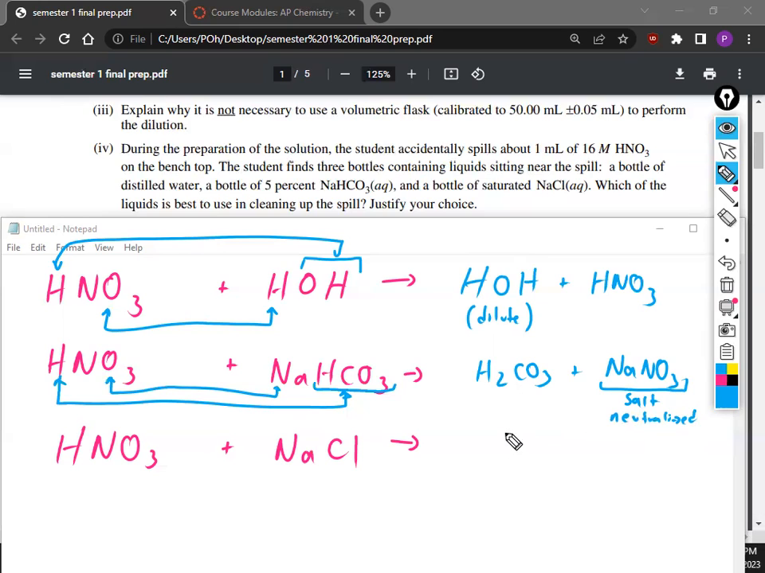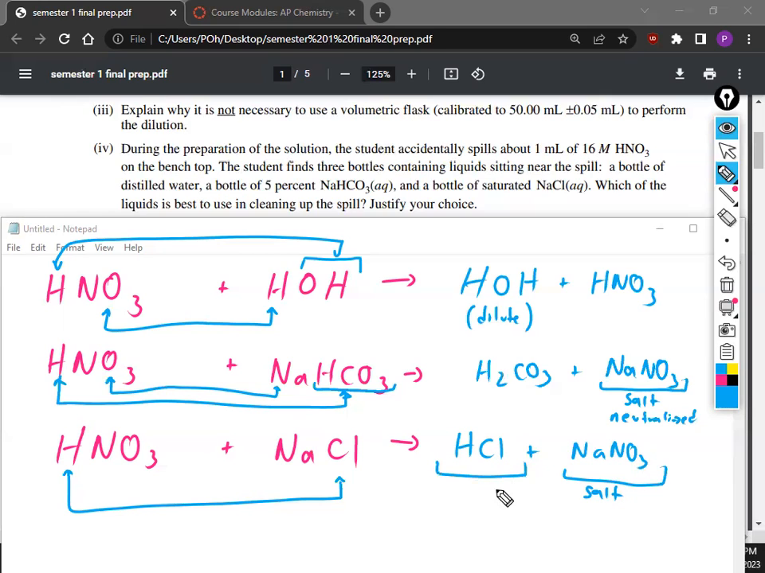So far, so good? All right, now the last option right here, we are going to react the H with the anion, HCl, and then you're going to have NaNO3. Now here, we have a salt, which is good, but what's the problem with the other product? Yeah, it's a strong acid. So in fact, this is not going to happen. This reaction does not want to happen because strong acids don't want to form from other acids. So this is the conjugate acid, and since it's a strong acid, the reaction doesn't really happen.